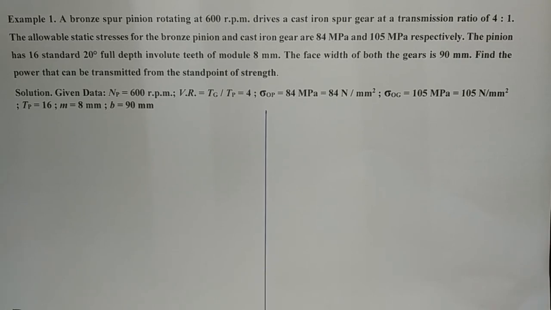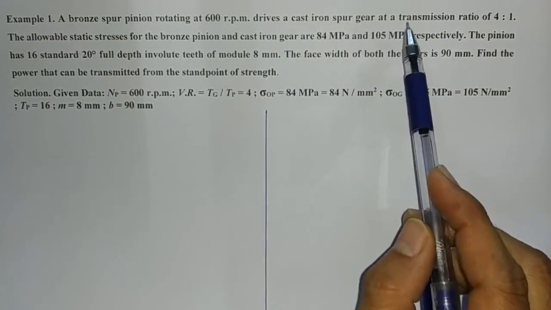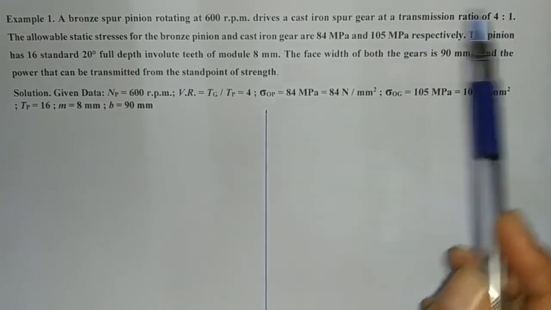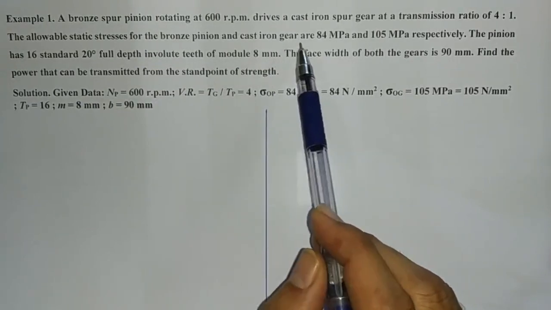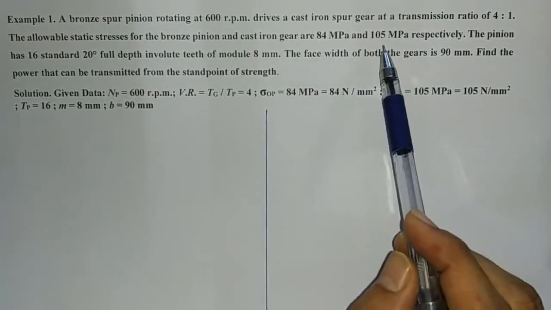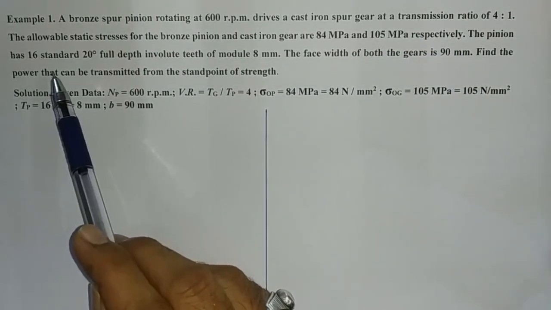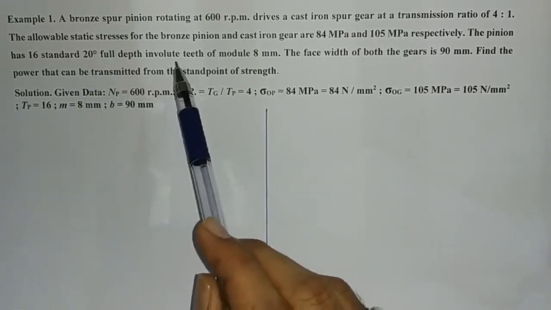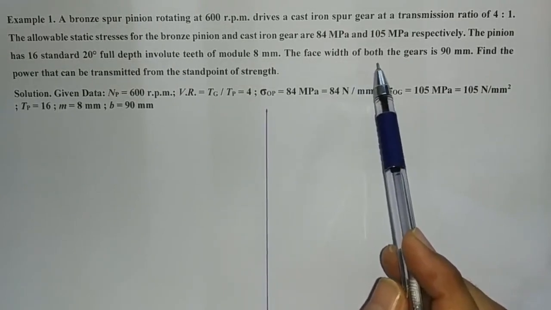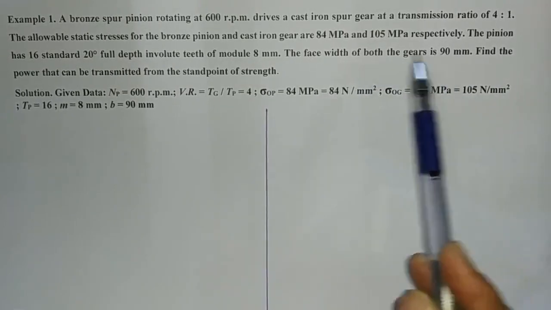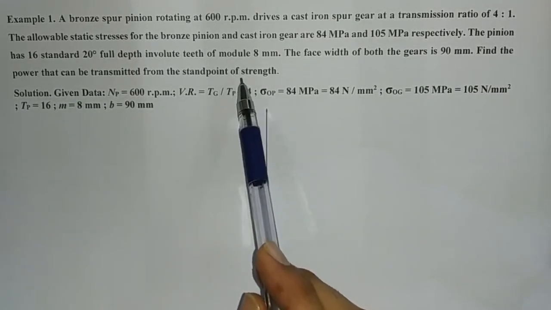A bronze spur pinion rotating at 600 rpm drives a cast iron spur gear at a transmission ratio of 4:1. The allowable static stress for the bronze pinion and cast iron gear are 84 megapascal and 105 megapascal respectively. The pinion has 16 standard 20-degree full depth involute teeth of module 8 mm. The face width of both the gears is 90 mm. Find the power that can be transmitted from the standpoint of strength.